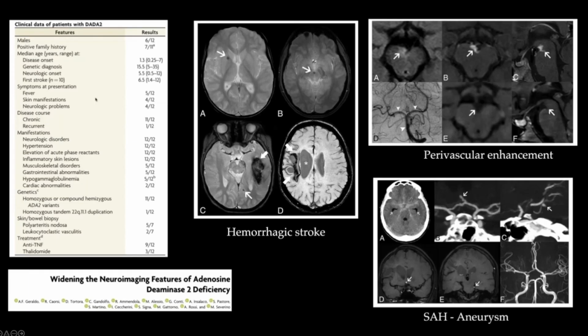And this is a recent paper on the DADA2 mutation syndromic changes. At least the neuroimaging demonstrates hemorrhagic strokes. Some perivascular enhancement can also be seen. And they can also have subarachnoid hemorrhage with aneurysms.